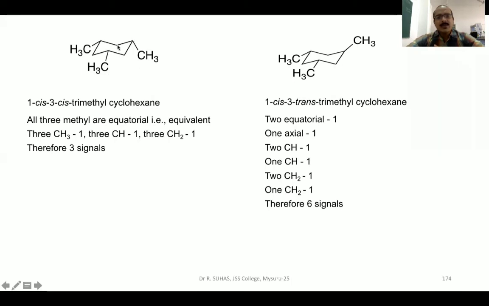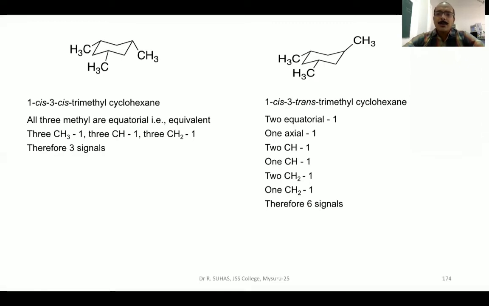Then the carbon to which the methyl groups are attached will give one signal, that is CH, and all the CH2s are present in the same atmosphere. That means you are going to get only three signals for the cis isomer. Whereas for the cis trans isomer, see here why trans: because these two are equatorial, whereas this methyl is axial. That's why it is cis and trans. 1, 3 we are distinguishing. Here both 1 and 3 are equatorial, that's why same side, cis. Here at 1 and 3, one is cis, one is trans. As a result, this isomer is 1 cis 3 trans trimethyl cyclohexane.